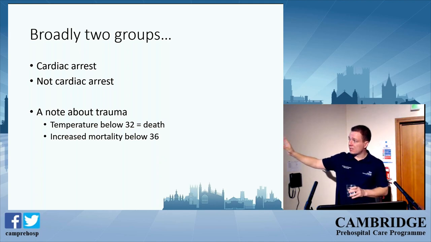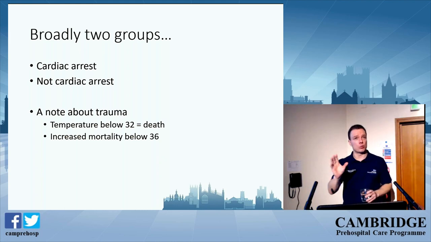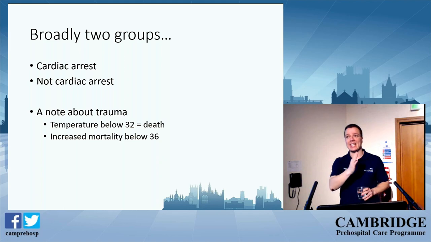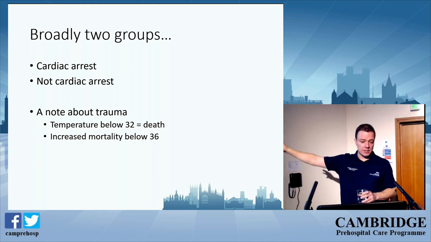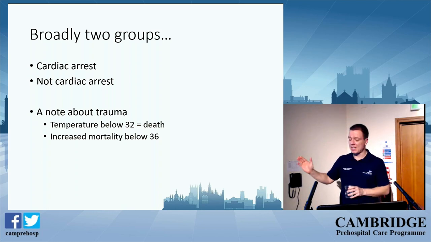For trauma patients, actually 36 is a real line in the sand to have in your head. So across all causes of mortality and trauma, if patients have an arrival at ED temperature of less than 36 degrees, their probability of dying increases. Below 32 degrees, trauma patients who have major trauma, ISS greater than 15, who arrive at hospital with a temperature below 32 degrees are almost certainly going to die. So that's quite different to the medical patients who might tolerate much lower temperatures for longer. Trauma and temperature doesn't mix.